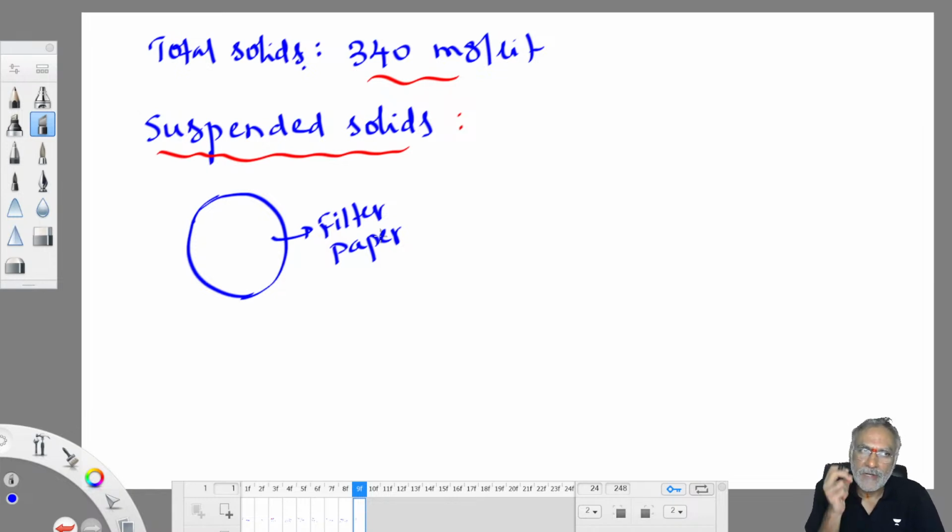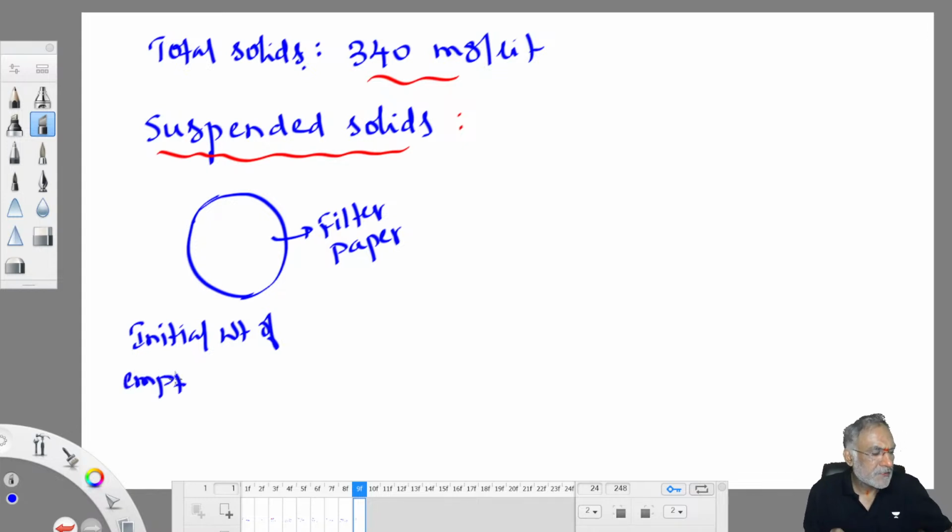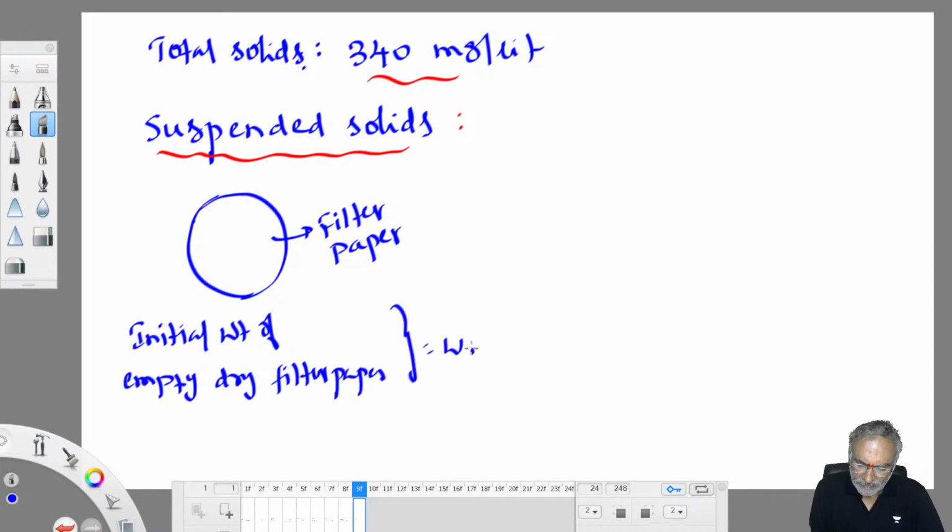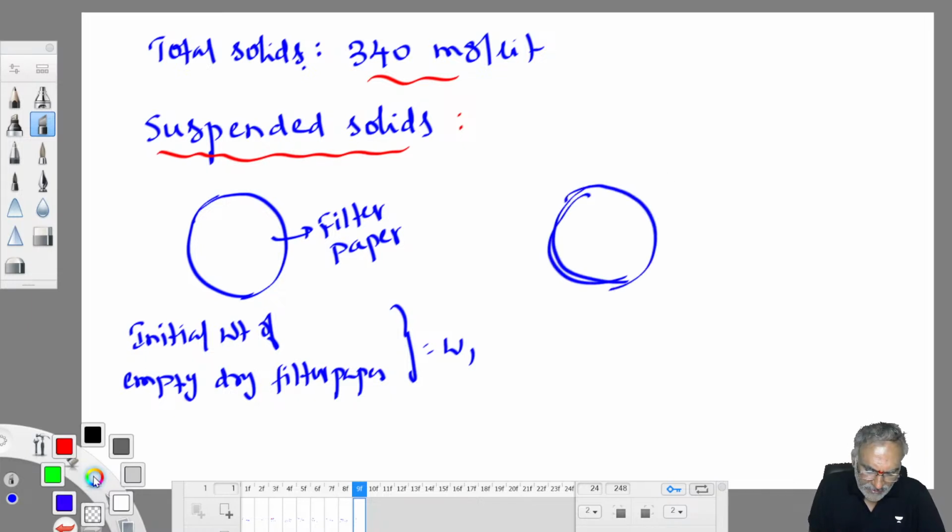Therefore, any suspended particle present in water, if you pass that water through this filter paper, all those particles are retained on the top of the filter paper. So, we first measure the initial weight of empty dry filter paper. Initial weight of empty dry filter paper is equal to W1.